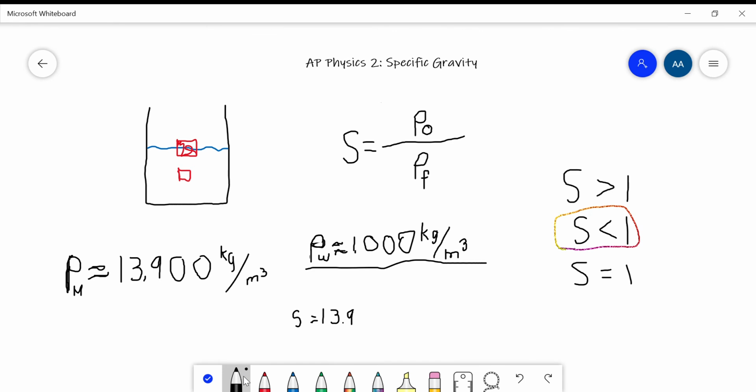So if S is equal to 13.9, we can go right here and check. I forgot to write, this is sink. If S, the specific gravity, is greater than 1, then the object will sink in this fluid. If it's less than 1, it will float in this fluid. And if it's exactly the same, then it'll kind of stay in it.